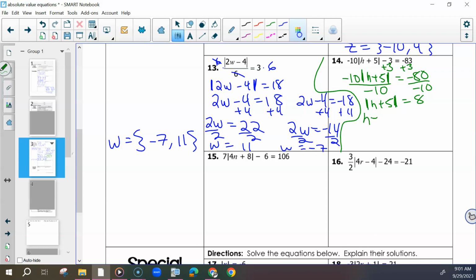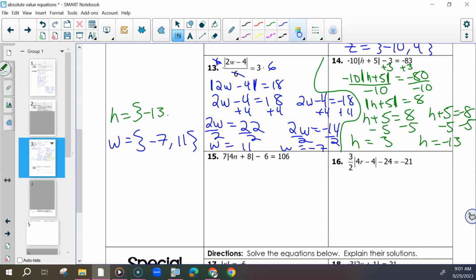And set it equal to a positive and negative 8. Subtract 5 from everything, so that we have 3 and negative 13. I'm going to write that again over here. Any questions about that process, how we got those answers?